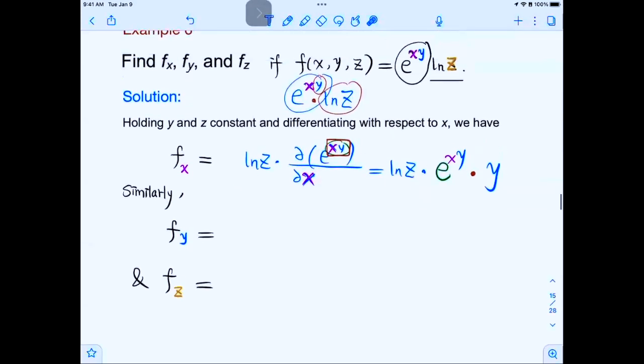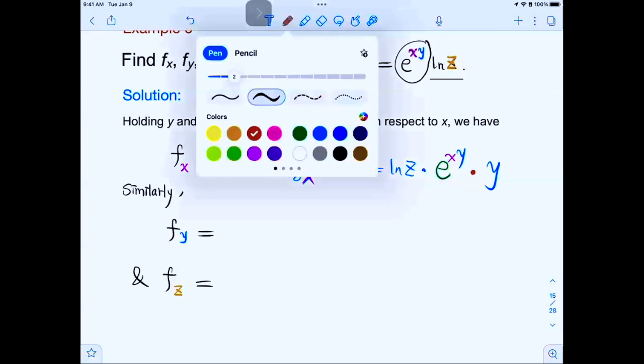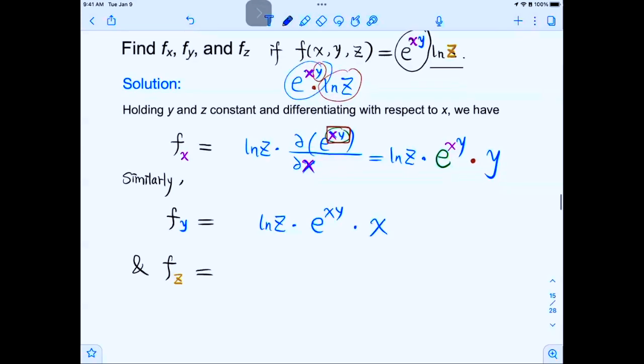Good. Okay, similarly, what is the partial derivative with respect to y? Isn't it very similar? There's a similarity between the x and y here. So regarding this, can you tell me what that would be? So that would be what? ln of z times what? e to the xy times what? Times x. Yes, you got it. You can change the order. You can put it as x e to the xy times ln of z, if that looks better.